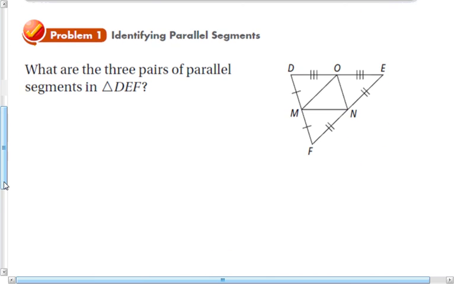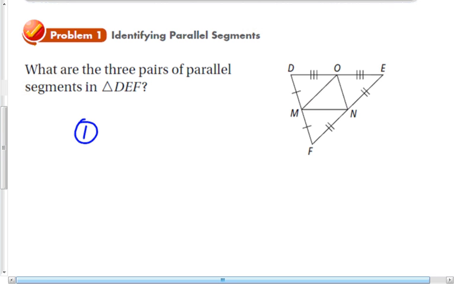All right, we're going to use the triangle midsegment theorem here. We're given three pairs of parallel segments. And so what we're going to try and do is look at this information to figure out which ones are the midsegments.